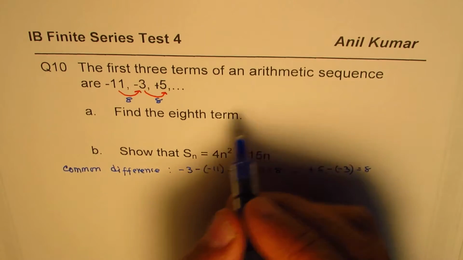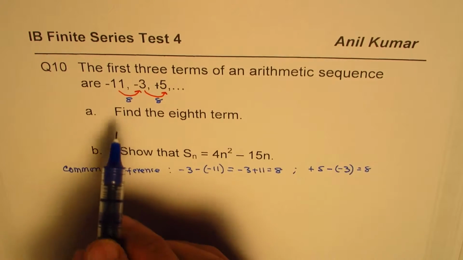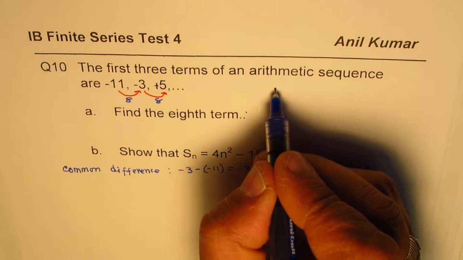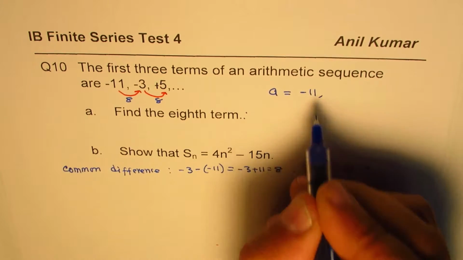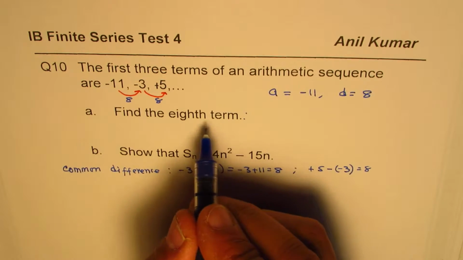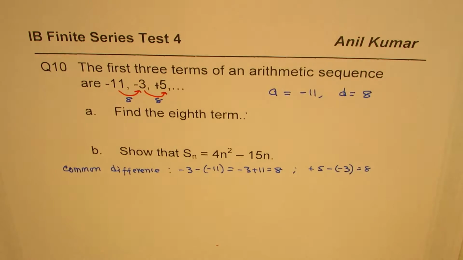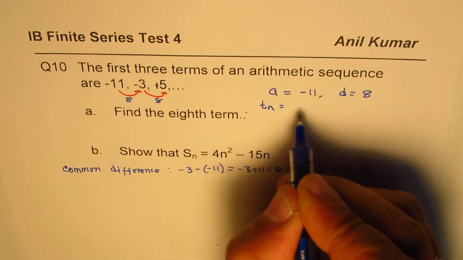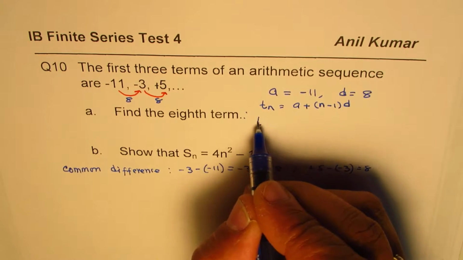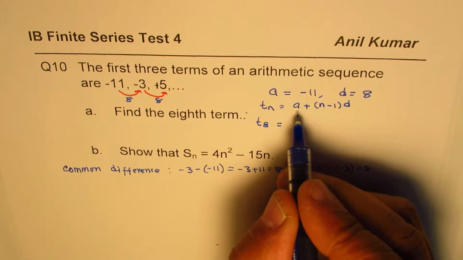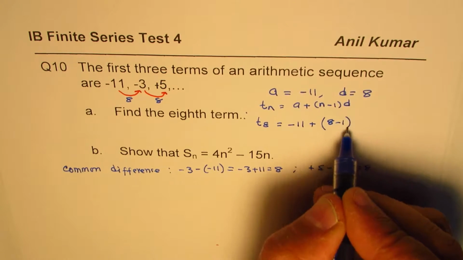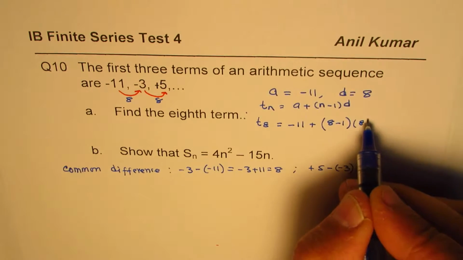What we also know here is the first term is minus 11. So that should help you to find the eighth term, right? So we'll begin by writing that a is equal to minus 11 and common difference d is equal to 8. To find the eighth term, we can use the formula, Tn equals a plus n minus 1 times d. So in our case, T8, the eighth term will be a, which is minus 11, plus 8 minus 1 times d, which is 8.